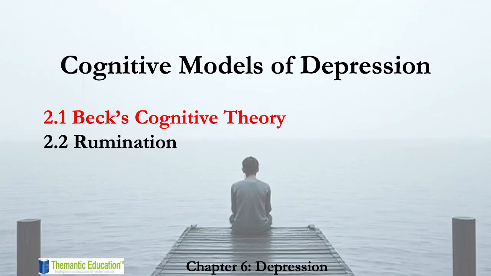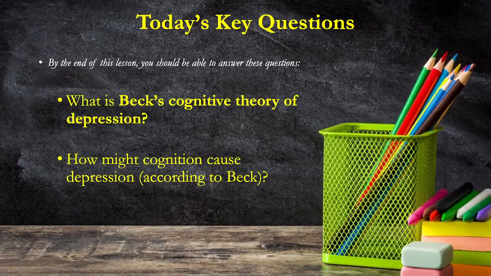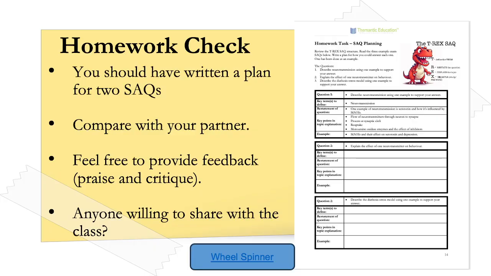Rumination and response styles is included in there because it's a more simple, straightforward explanation than Beck's. Beck's is quite tricky. So it might give students who struggle with Beck's a second option. So we're looking at Beck's cognitive theory. They should know what it is and how cognition might cause depression according to Beck. Really, we want them to be able to summarize the theory.